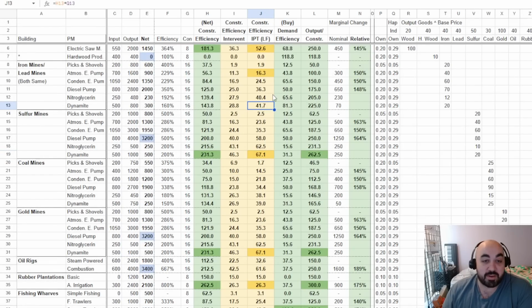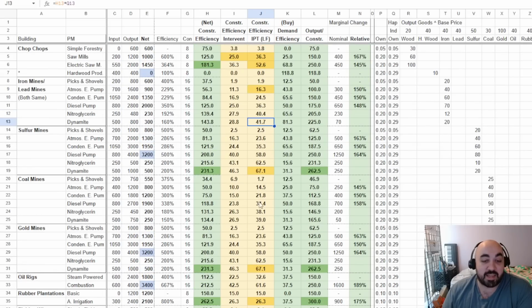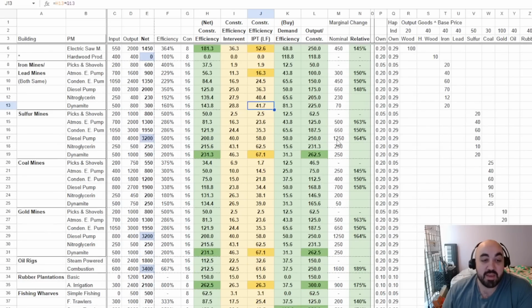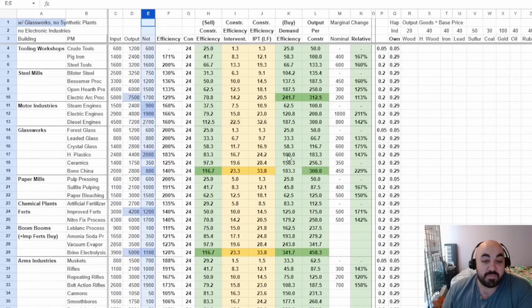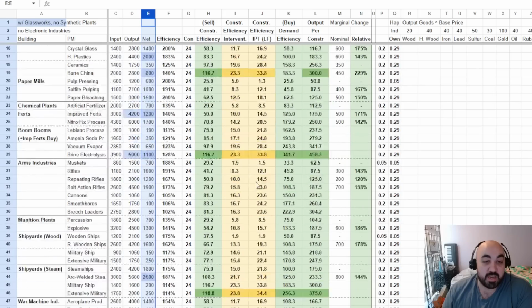So we're talking about, you know, diesel pump or condensing engine pump, on the iron mines, the lead mines, the coal mines that could all build to level 51. This is the practice, your bread and butter. You're going to want to go for these. These are the most efficient overall, or some of the most efficient. But also, the really, really efficient ones are going to be the consumer goods or the industrial goods.